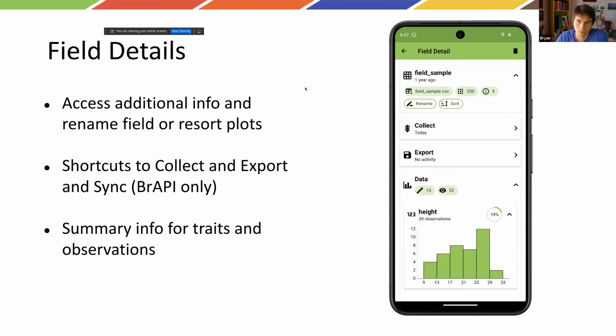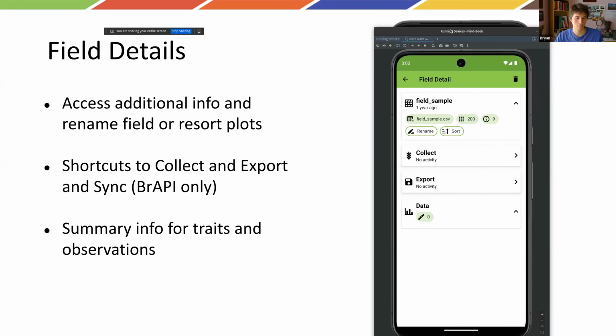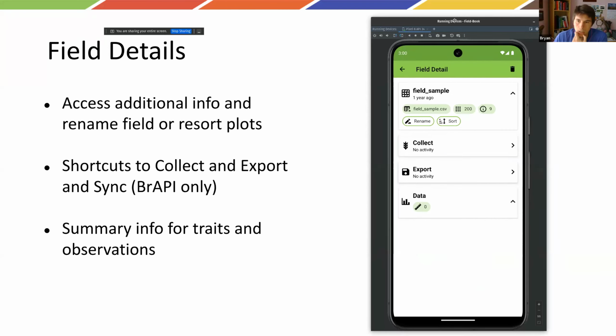And in future versions of Fieldbook, the plan is to transition to this model so that all collect and export happens coming from the field page. And then finally, you have a summary section showing what information's already been collected on the field. So in the example here, there's no data, 0 traits, 0 observations. But in our screenshot here, you can see if you collected a set of numeric data, you might see a histogram, for example, of the distribution.